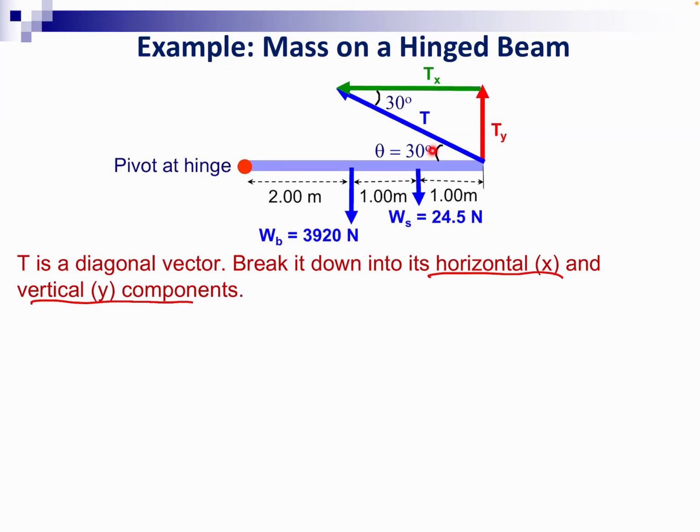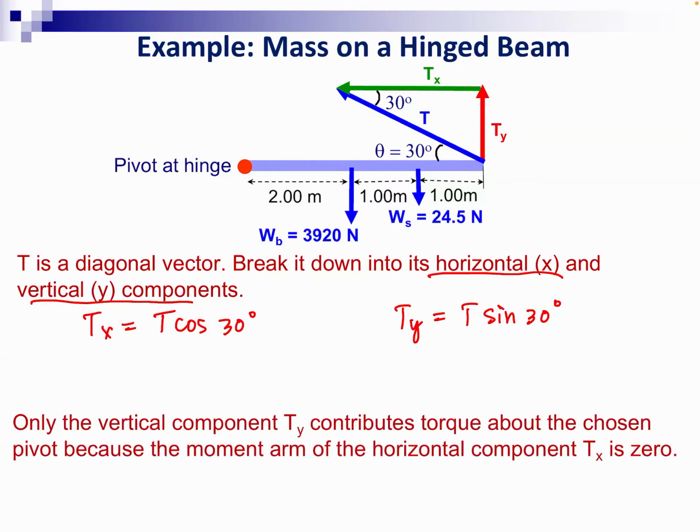Okay, so if this is 30 degrees, then this angle is also 30 degrees. Therefore, Tx will be equal to T cosine 30 degrees, and Ty will be equal to T sine 30 degrees. We still don't know what T is, and therefore we still cannot solve for Tx and Ty. But by breaking down this diagonal vector into vertical and horizontal components, we can see that only the vertical component actually contributes to the torque.